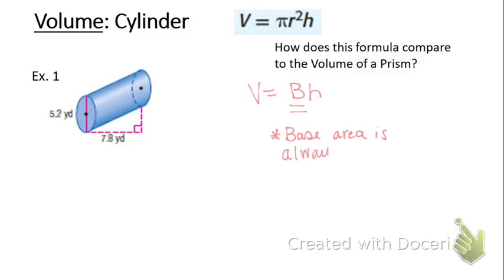That's the only difference here. So that goes back to what Casey was saying, this is maybe easier for some of you because you're not having to figure out, is my base a square? Is it a hexagon? Is it a triangle? It's always going to be a circle, so that's why in this formula, instead of doing BH, we're doing pi r squared h, because it's always a circle. So that's the B in the prism's volume.